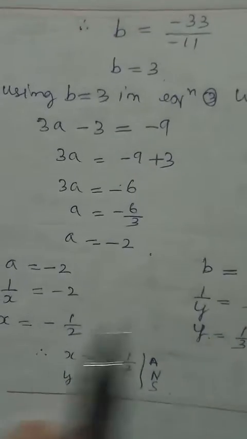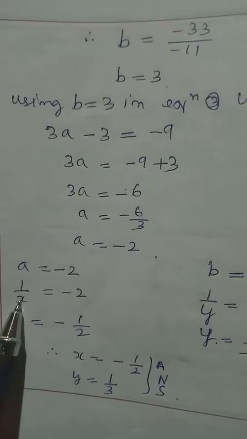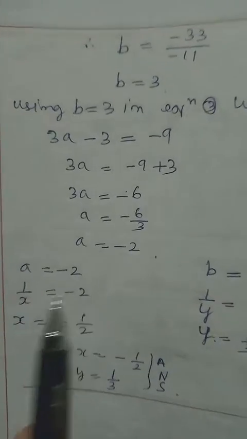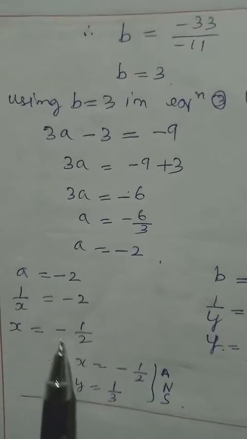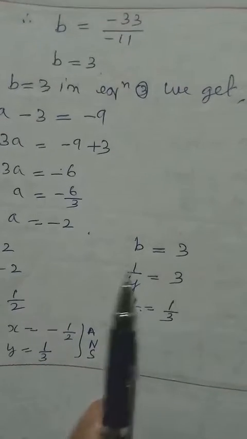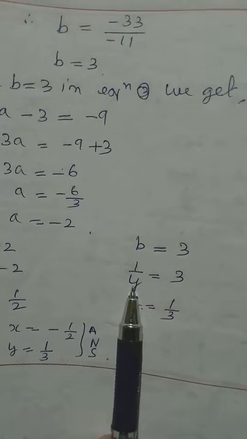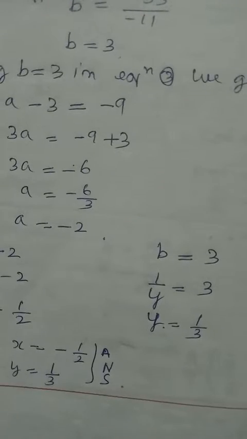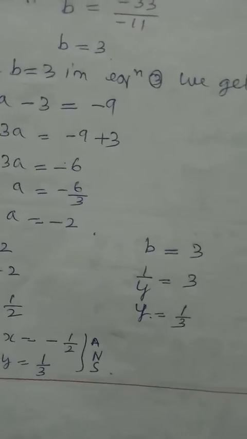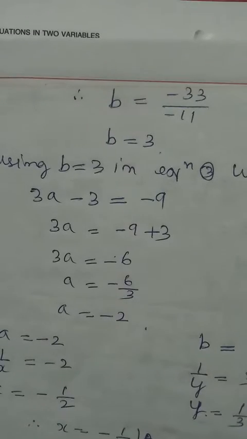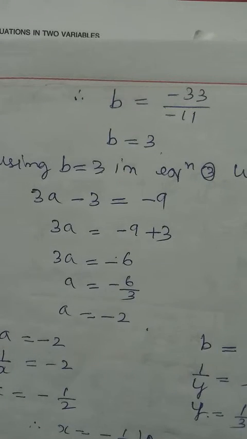So we substitute it. A, we know 1 by X, which is equal to minus 2. We cross multiply, x equal minus 1 by 2. Then here we have b equal 3, b equal 1 by y equal 3, so y will be equal to 1 by 3. So we get value of x and y. If you replace it back, the value you'll see left hand side equal to right hand side.